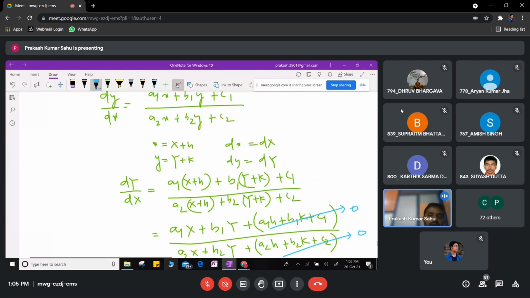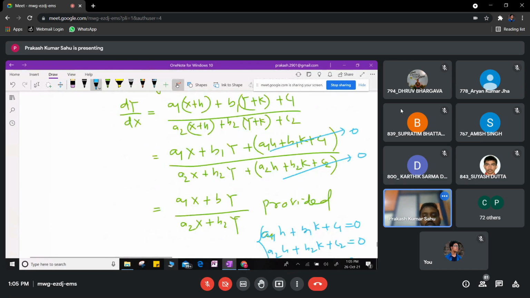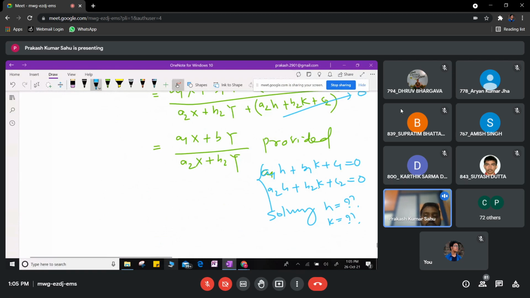So I am saying this is a particular value of h and k, and you get that value when you solve this system of equations, where a1, b1, c1, a2, b2, c2 are constant coefficients and h and k are unknowns. You can easily find h and k.